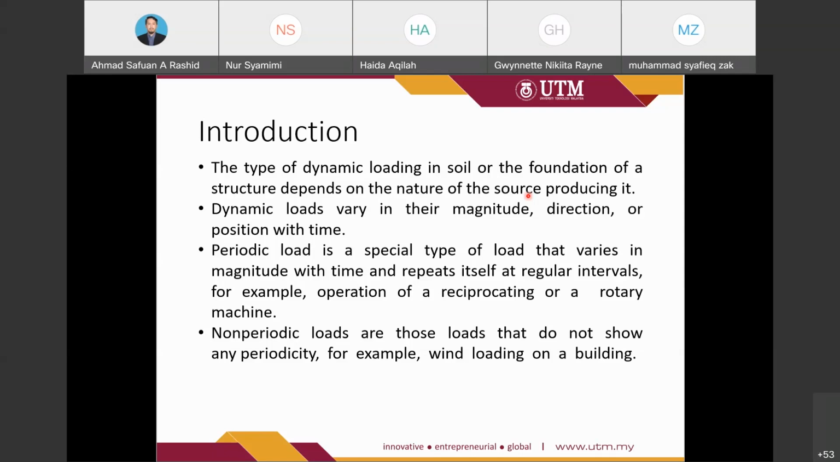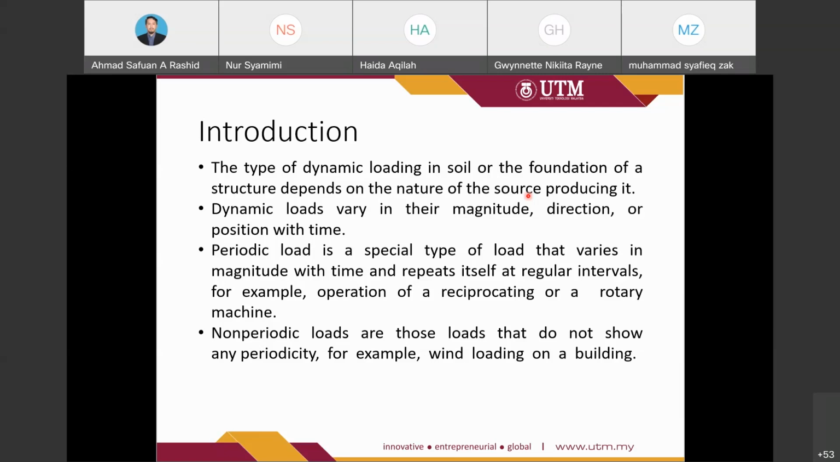For example, the operation of reciprocating or rotary machines. It is a routine operation, so we call it a periodic load. While non-periodic loads do not show any periodicity, for example, wind loading on a building.